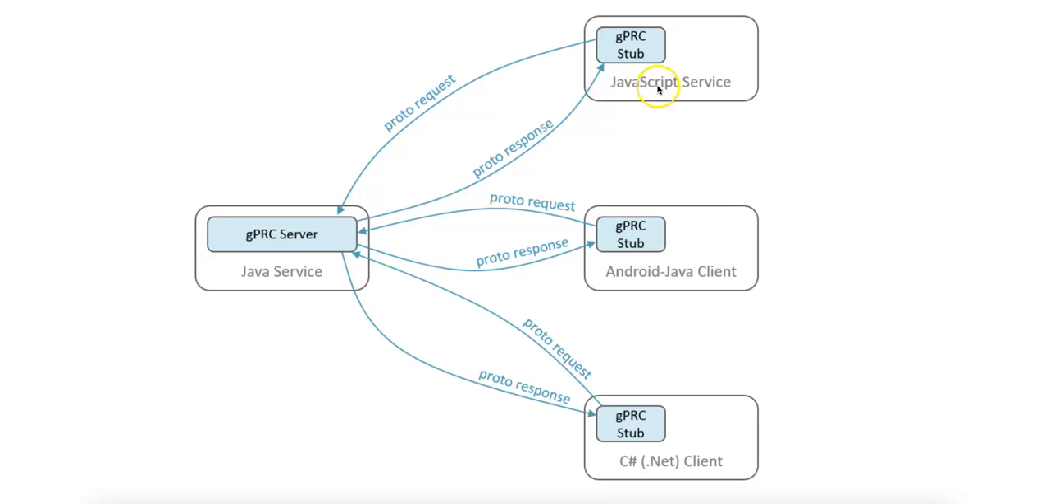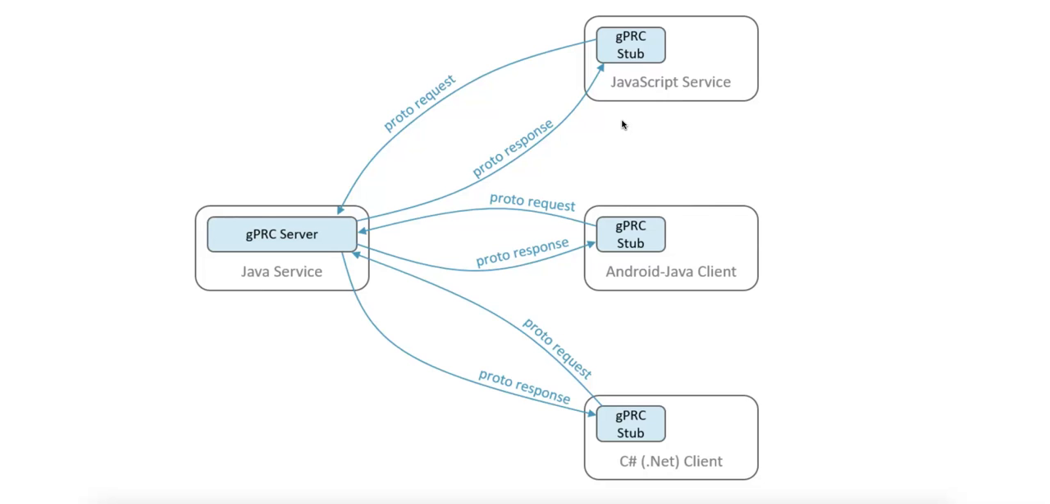Each client also has a gRPC stub. So this gRPC stub acts as a proxy for the server. It allows the client to make remote procedure calls, or RPCs, to the server as though they were local function calls, which simplifies the communication process.